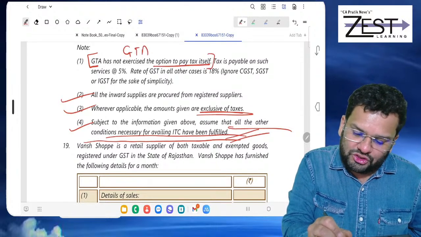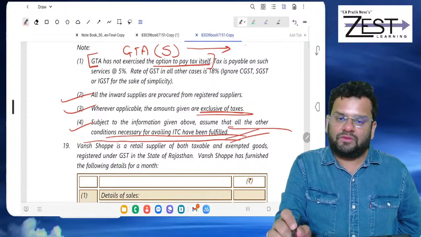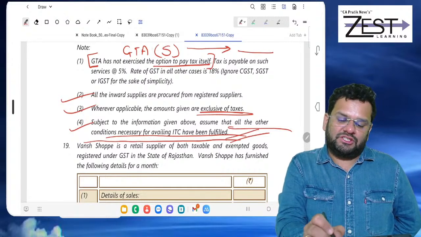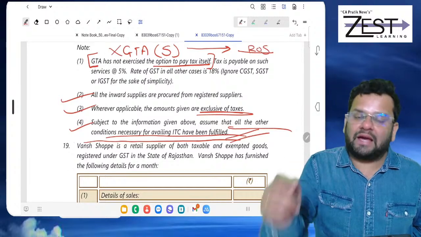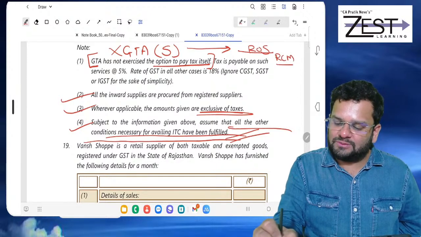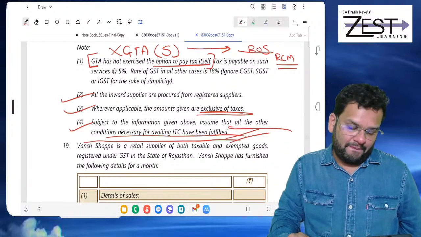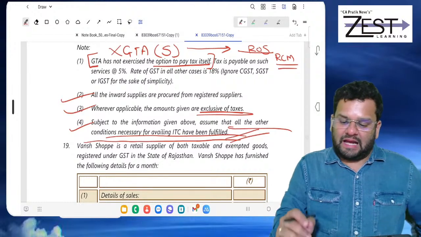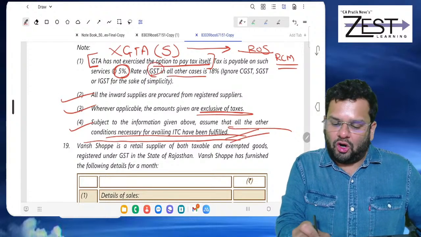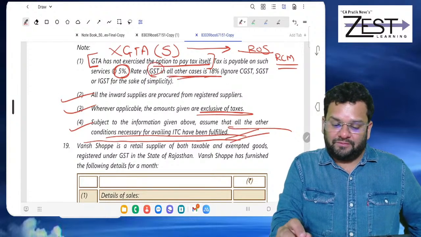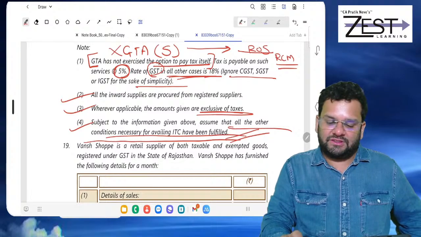Means friends, goods transport agency, that is supplier who is giving us service, that GTA will not pay GST. So in short, the recipient of supply, that is we, have to pay GST on the goods transport agency services on reverse charge mechanism basis. Wonderful, Mahalakshmi. And tax is payable on such services at 5%. And rate of GST in all other cases is 18%. Ignore CGST, SGST, IGST for sake of simplicity. So just consider 18%.